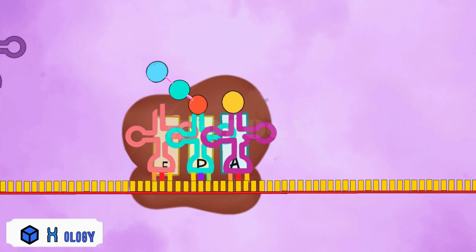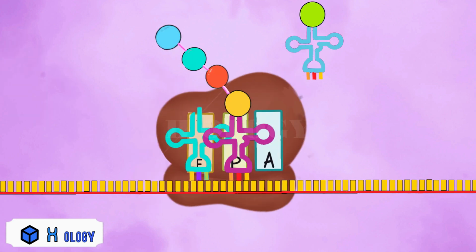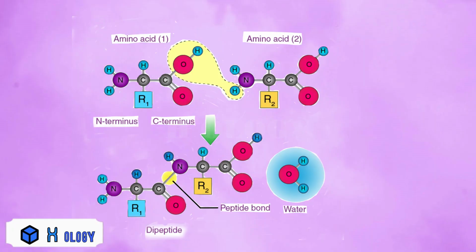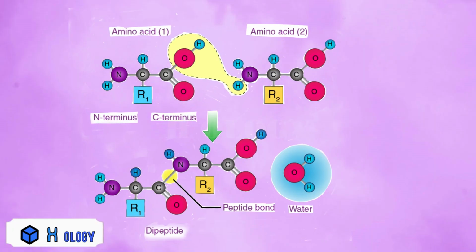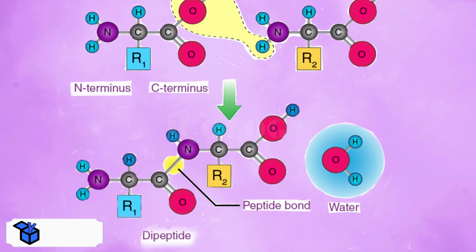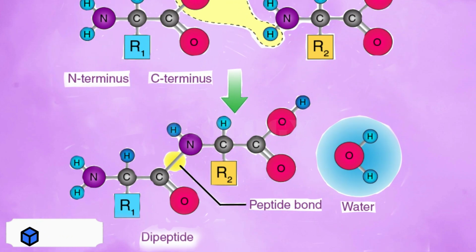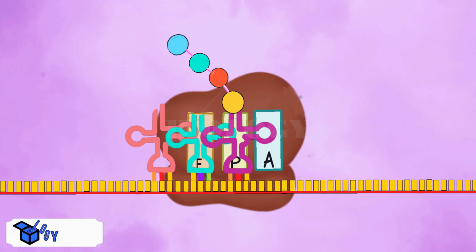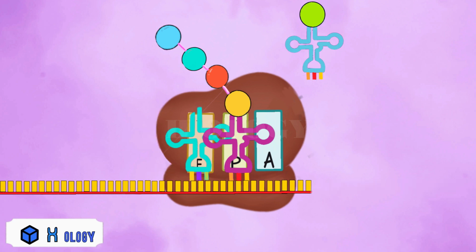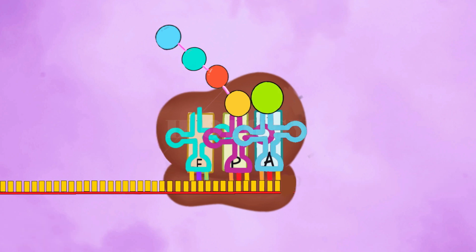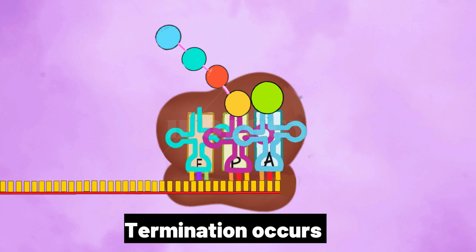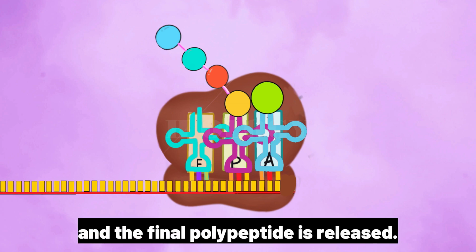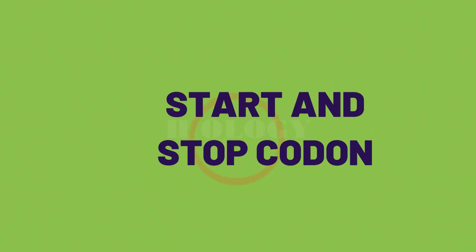Elongation continues the sequential addition of amino acids to the growing polypeptide chain. The ribosome's peptidyl transferase activity catalyzes the formation of peptide bonds between adjacent amino acids. Then, the cycle repeats, with translocation of the ribosome and the tRNA molecule until the full length of the polypeptide is made. Termination occurs when a stop codon is reached, and the final polypeptide is released.